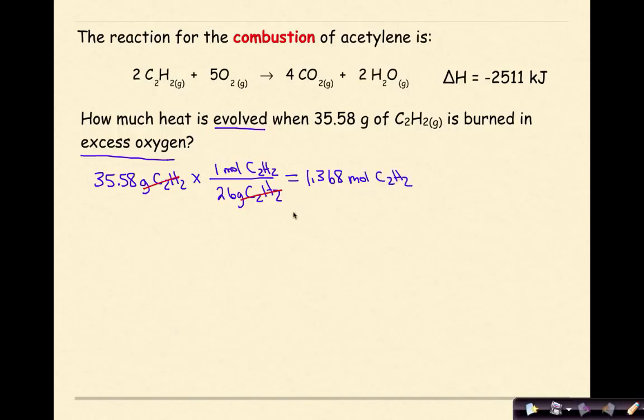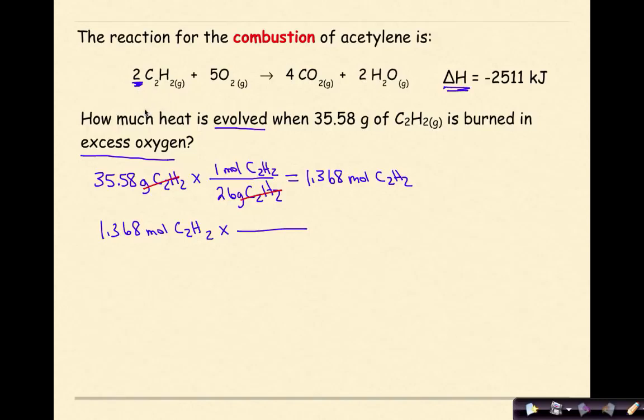All right, so now I've converted to moles, which of course is the first thing that I want to do. The next thing I want to do is, again, relate this number of moles to my balanced equation and my overall delta H. So I have 1.368 moles of C2H2, multiplication sign and a line. And now here's the thing that you've got to be careful about. This delta H is totally dependent on the number of moles of substance in your balanced equation. If I look at the coefficient in front of C2H2, I see that it's 2.